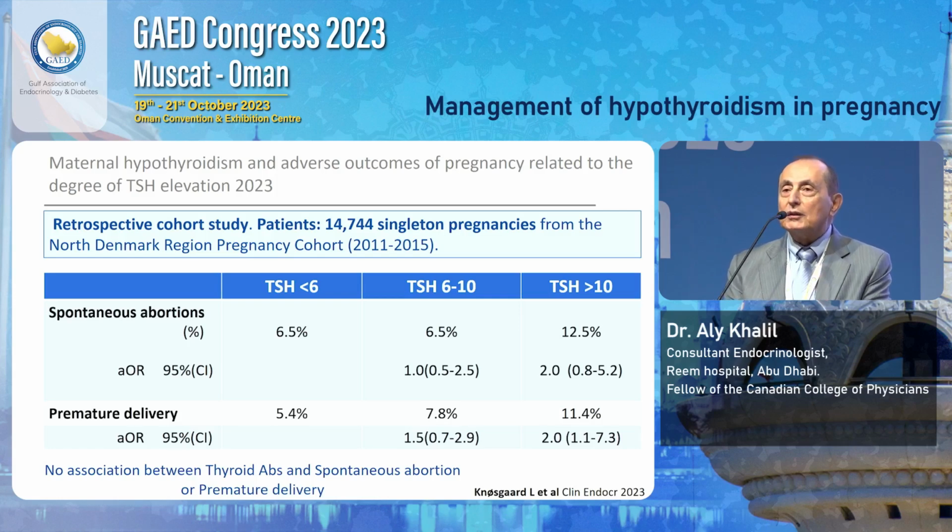Where there is true association is only when TSH is above 10. So it tells you how confusing the literature is. So you have to go with what we have. What we have is TSH above 4 with negative antibodies, you have to intervene. TSH between 2.5 and 4, you may consider intervening. Above 4 with positive antibodies, you should intervene.